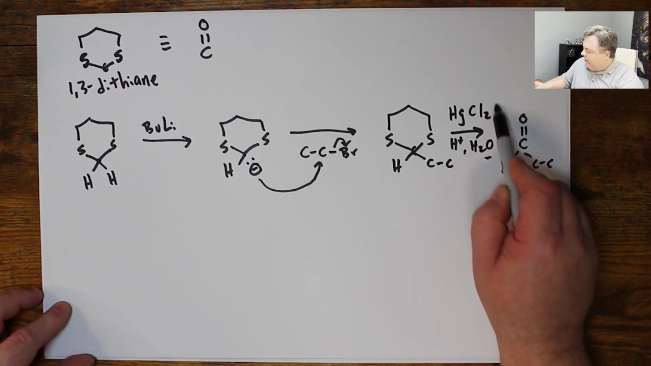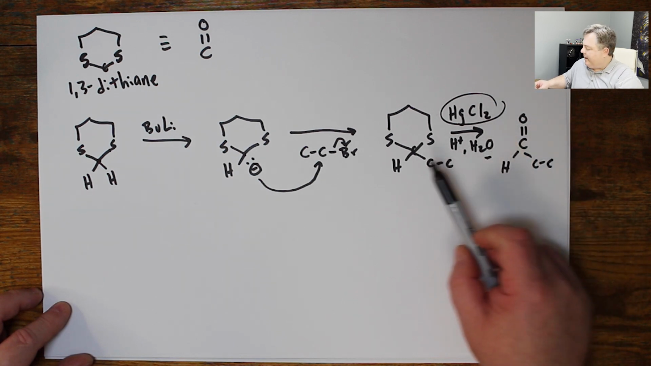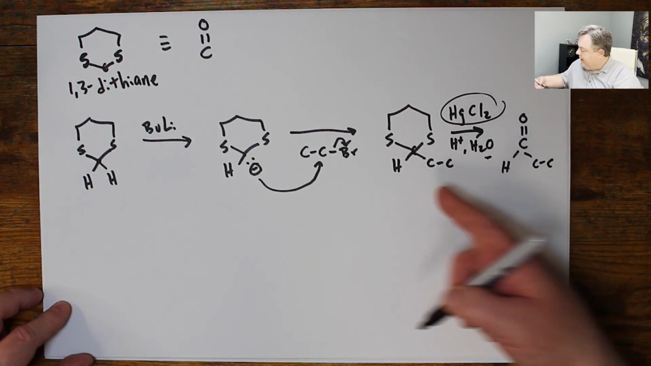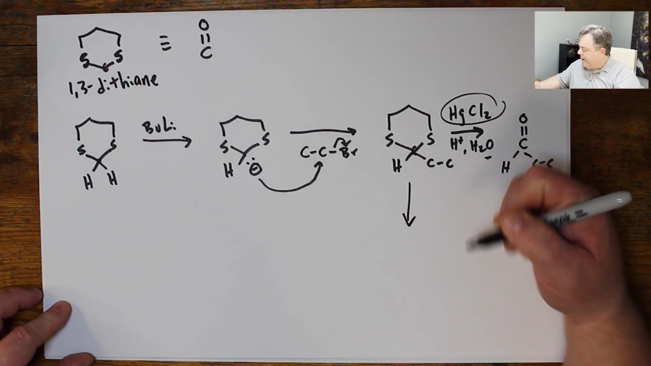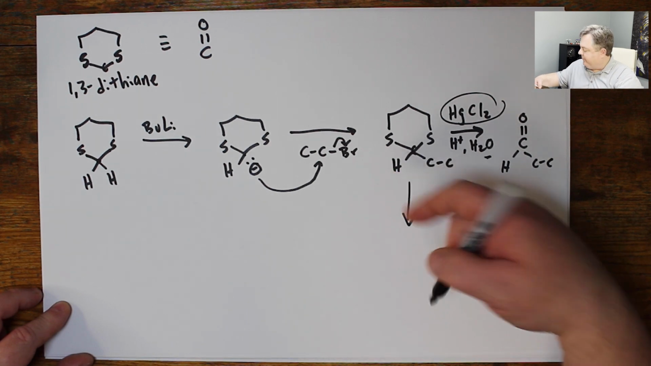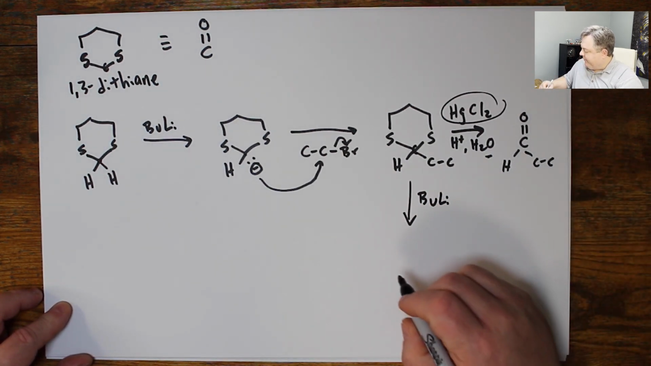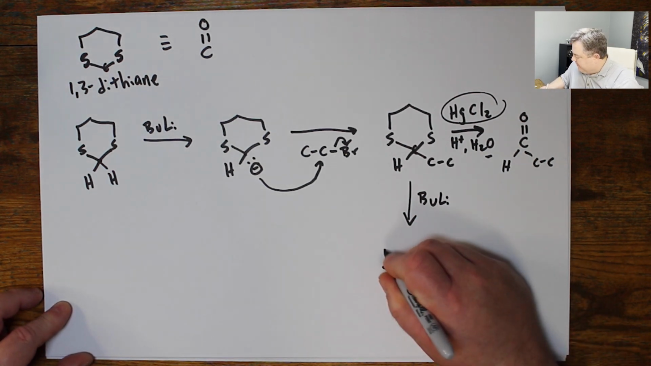So you just have to remember that the sulfurs love mercury, so mercuric chloride can pull the sulfurs off and make it a carbonyl. Now somebody else might say, well, instead of making this aldehyde, what if I keep going and take this hydrogen off? So let's do that. That hydrogen is also pretty acidic. So butyl lithium, once again, a good strong base.